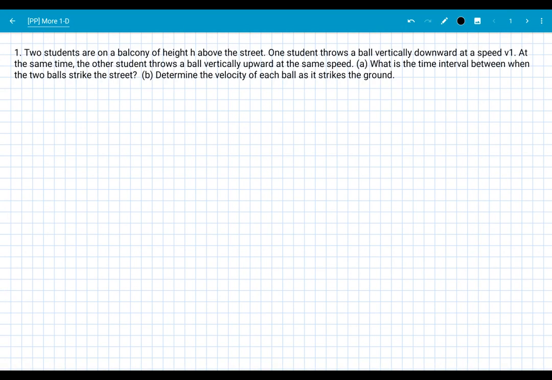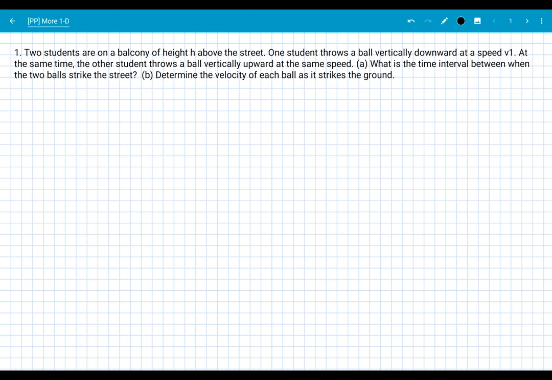All right, let's look at another 1D free fall problem. I like this problem a lot. I think it's a fairly elegant problem and we can learn a lot from it. So here we have two students on a balcony of height h above the street. One student throws a ball vertically downward at speed v1. At the same time, the other student throws a ball vertically upward at the same speed.